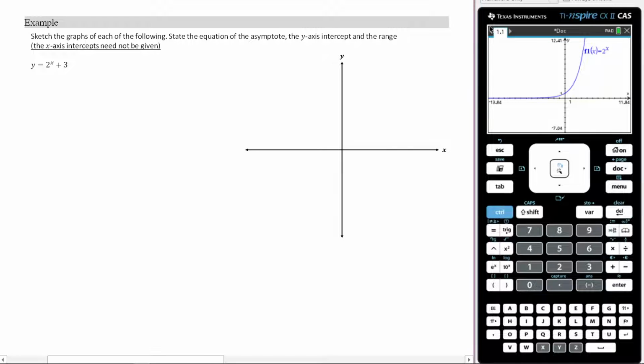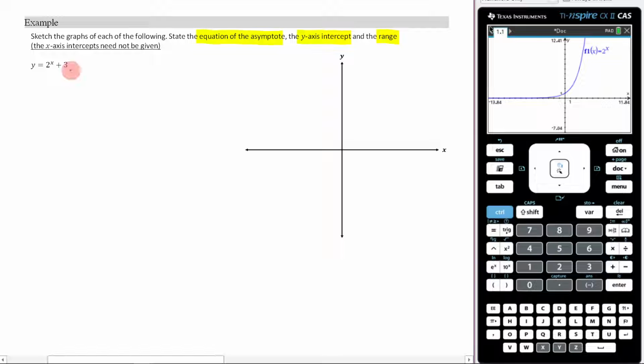We're going to answer these examples now. So it says that we need to sketch the graphs of each of the following, state the equations of the asymptote, the y-axis intercept, and the range. So 3 things we need to include. The x-axis intercepts need not be given. In later exercises, you will have to put in the x-axis intercepts, but as of yet, we don't yet have that skill. So we're just going to leave it.